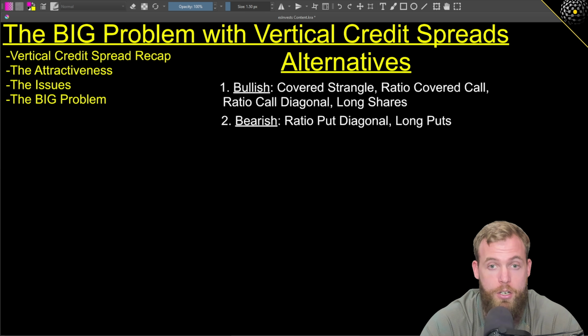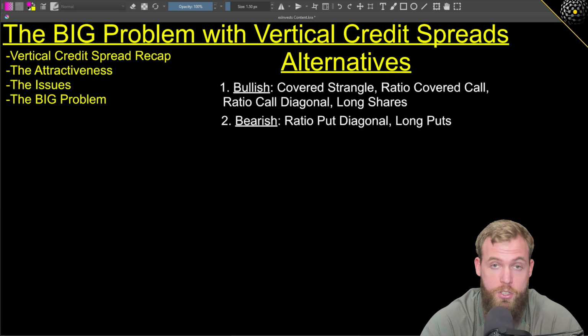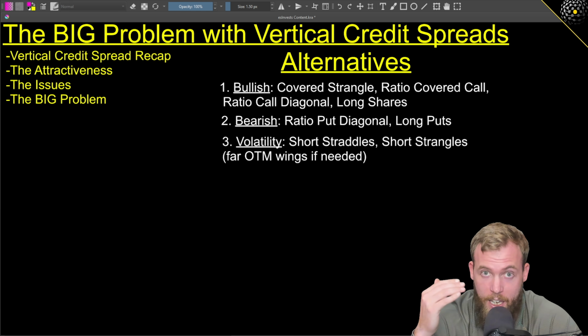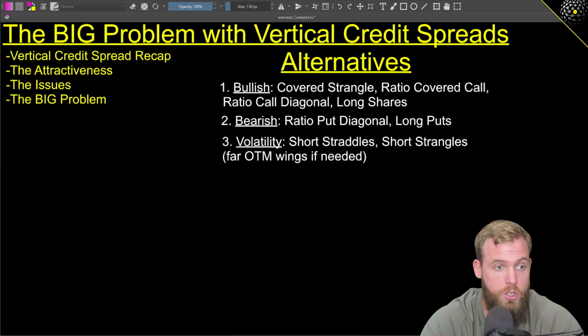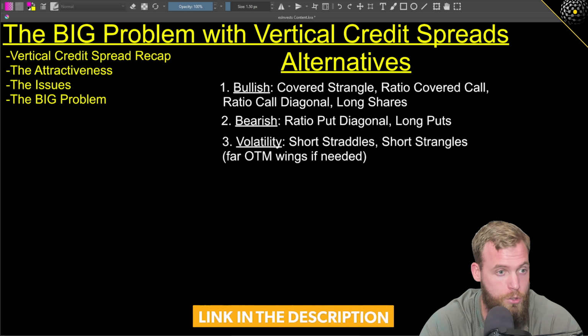Now, if you're bearish, again, just a few ideas. You can trade ratio put diagonals, long puts. Both of those are completely fine. Or if you're trading volatility outright, aka I want to capture variance risk premiums, you can trade short straddles, short strangles. I have videos in the notes below on those as well.